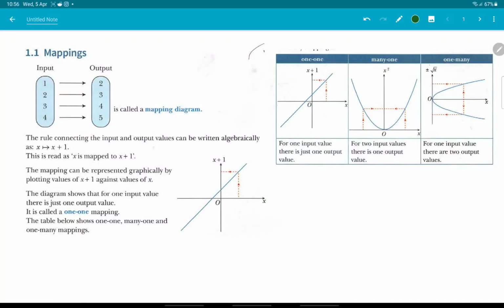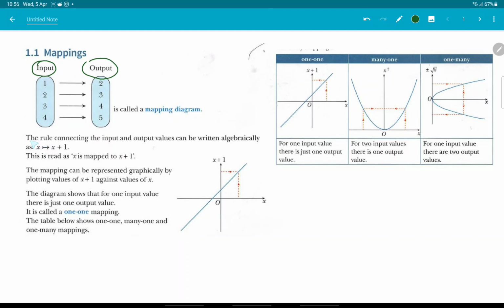Everyone. So today in this video we are going to look at the O-level additional mathematics, for the chapter about functions. First of all we are going to look at the mapping. What is the mapping actually? Mapping is a rule which connects the input and the output. What is exactly the mapping?